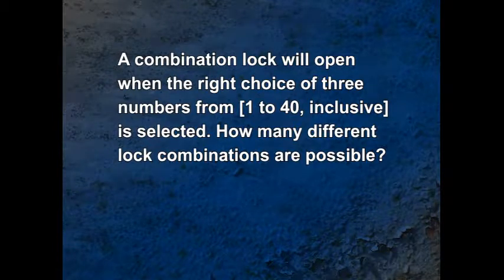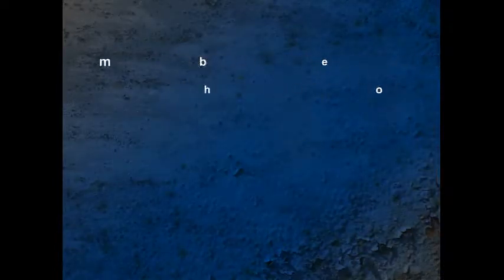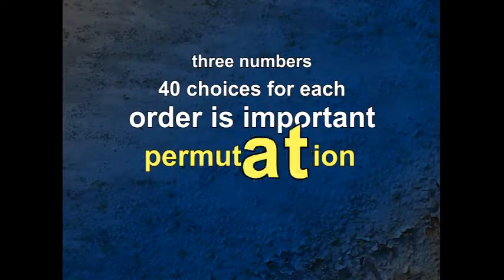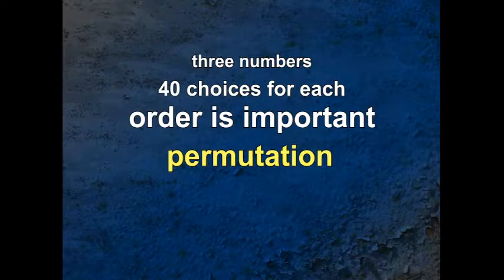Well, here's how we think about the problem. We notice that we have 3 numbers involved. We also notice that there are 40 choices for each number, and that order is important. You see, if we change the order of 2 of the numbers, then the lock won't open. So order is certainly important to us. That means then that what we have here is a permutation. So even though this is called a combination lock, in order to figure the number of sequences that are possible in opening the lock, it's really a permutation problem.